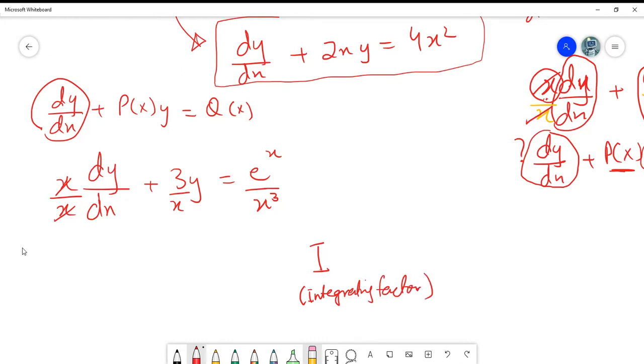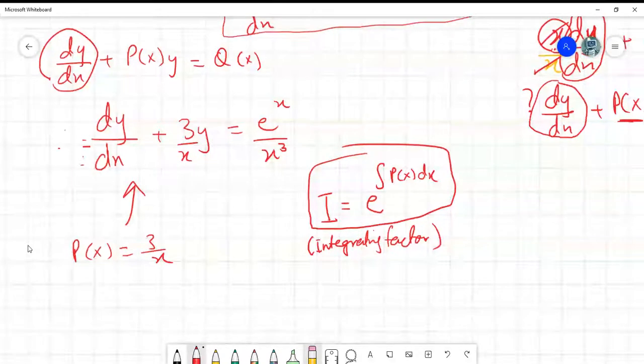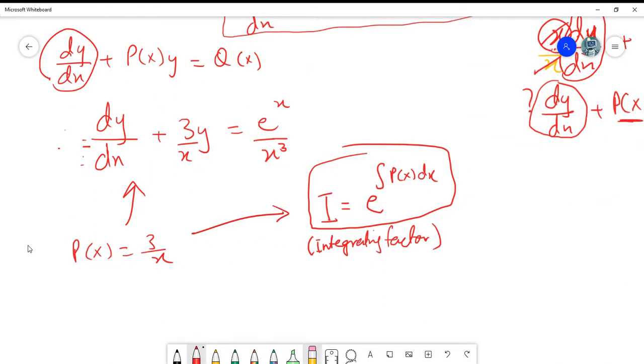So once you've established your equation is in the required form, you have to find an integrating factor, which is given by e to the power of the integration of p of x dx. This is the formula to find the integrating factor. Let's apply the formula to this question. Remember, my p of x here is 3 over x.